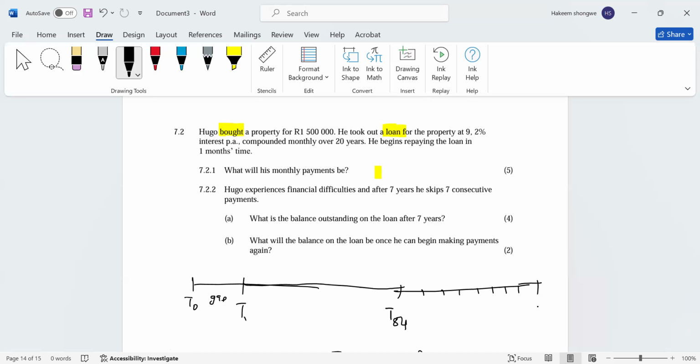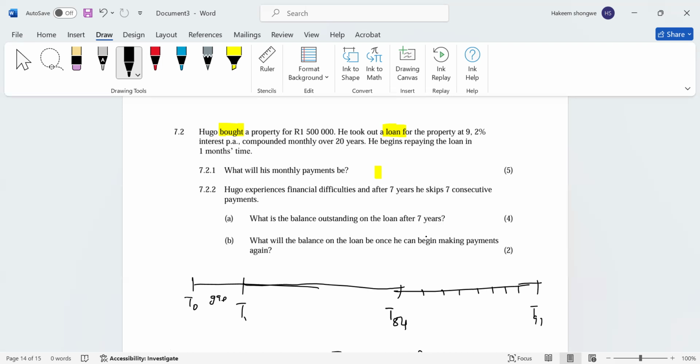The next time we start paying is T91. Is everyone happy there? Because they're saying we skip 7 consecutive payments. Yes. So we skip 85, we skip 86, we skip 87. We're going to start paying 91.